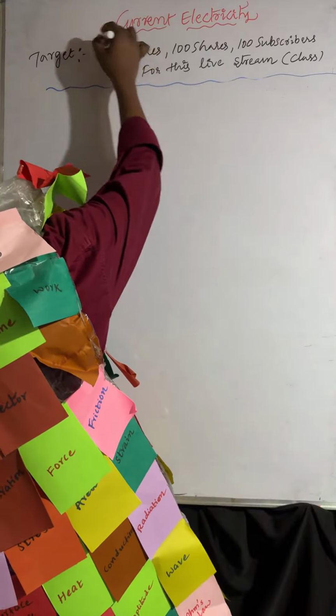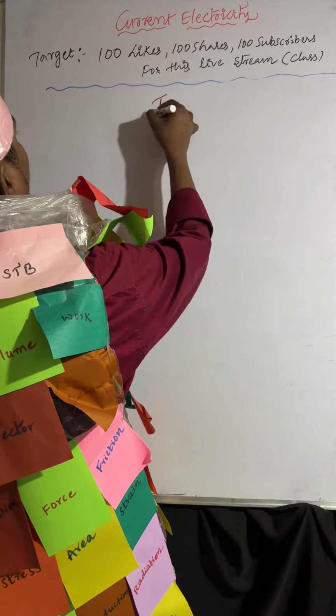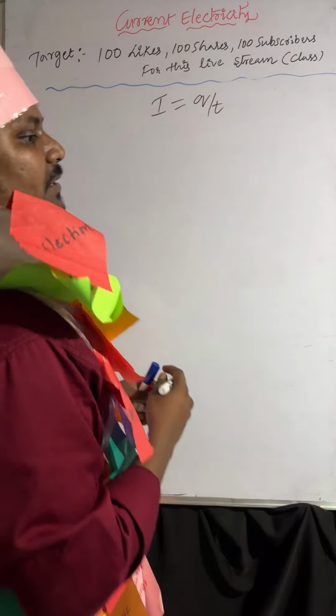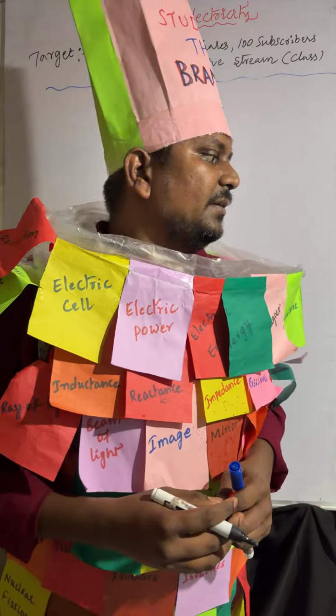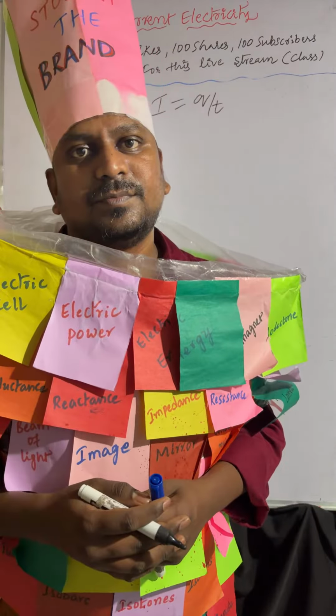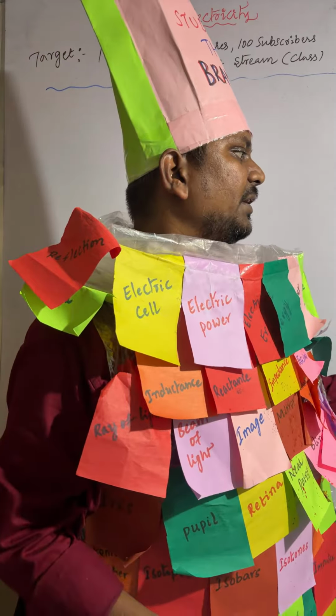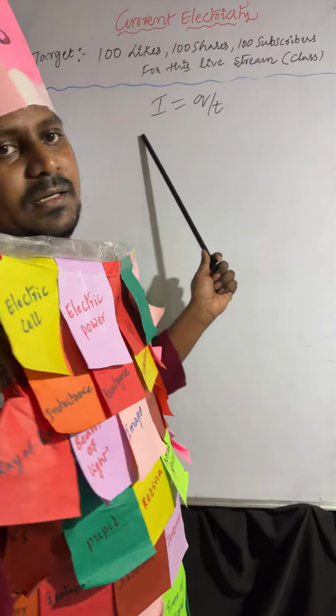I equal to Q by T. So what is I? Current. Here we are talking about current. That is I. I is current.